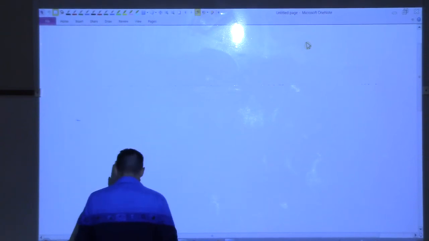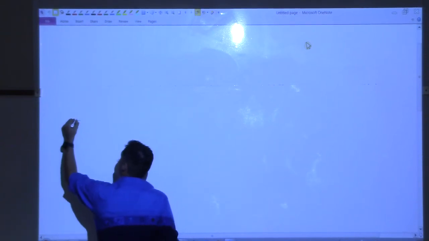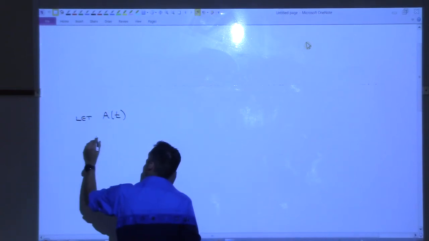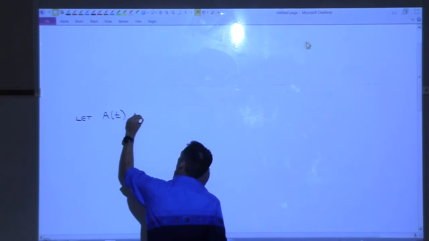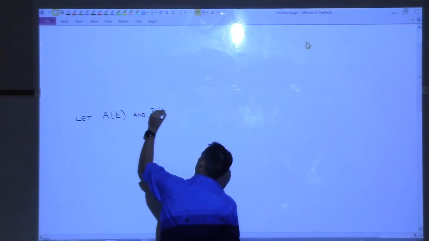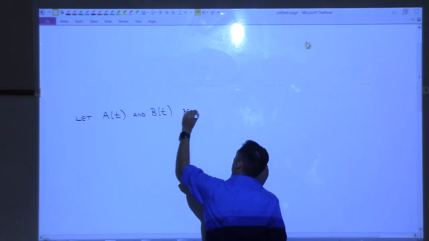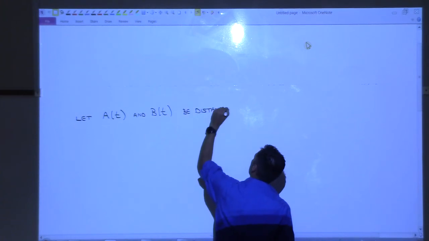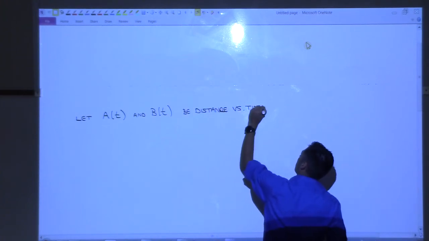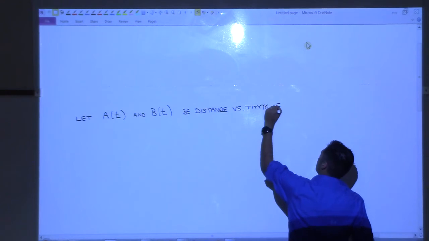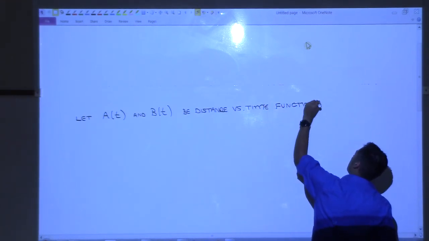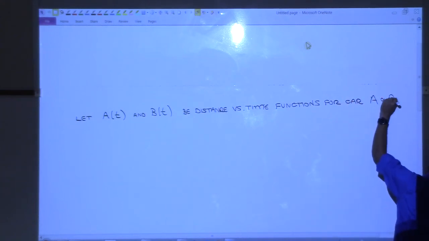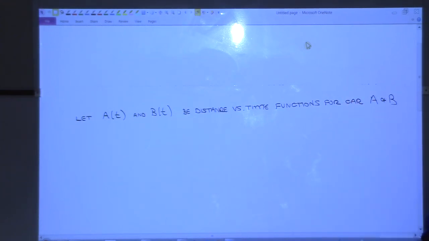Let A of t and B of t be the distance functions, or distance versus time functions, for car A and B, respectively. All right? So I'm defining these two functions.